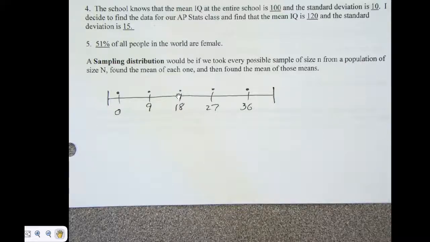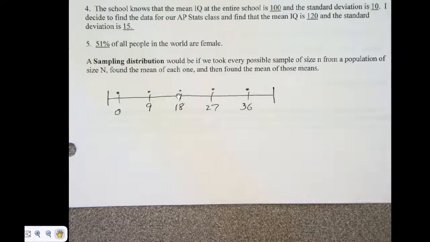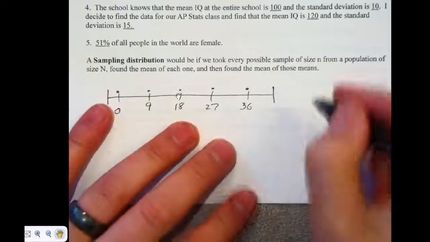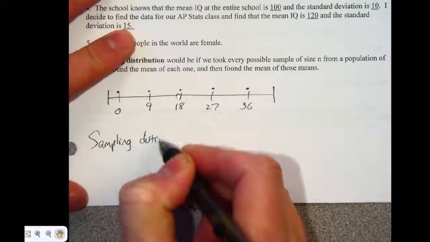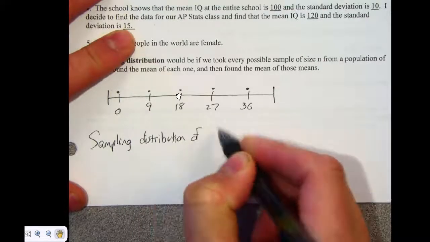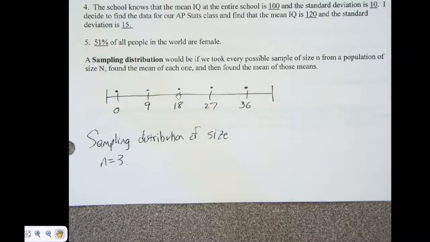Let's start looking at this, and that's enough to start my point. So what I want you to do is we're going to do a sampling distribution. This would never happen. This is not a thing that anyone would actually do, but you need to understand what it is. So we're going to take a sampling distribution of size n equals 3. What that means is we're going to take every possible combination of 3 of those numbers. Then we're going to find the average of each of those sets of 3. Then we're going to find the average of those averages.